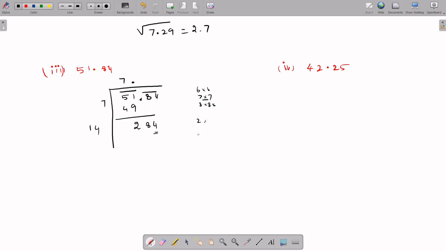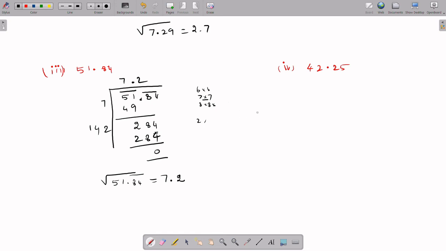And another number, we start with, because 284, smallest number only there, no? So we check with 2 itself. 2 2s are 4 and 4 2s are 8. 1 2s are 2. So 284 minus 284, it becomes 0. So square root of 51.84 is equal to 7.2. Okay, this is the way you have to find out the square root for decimal numbers.